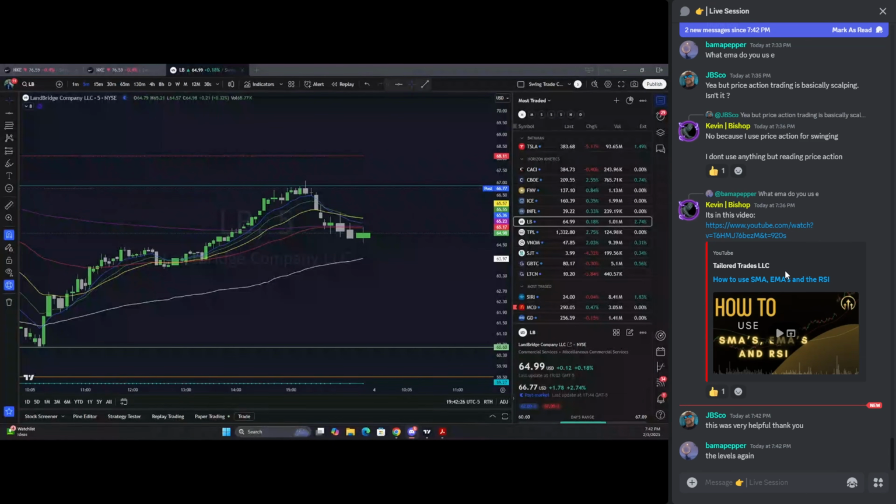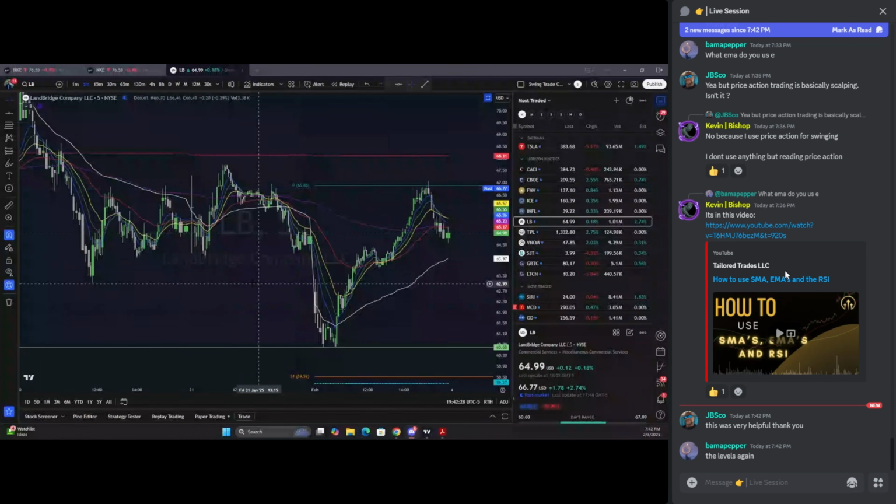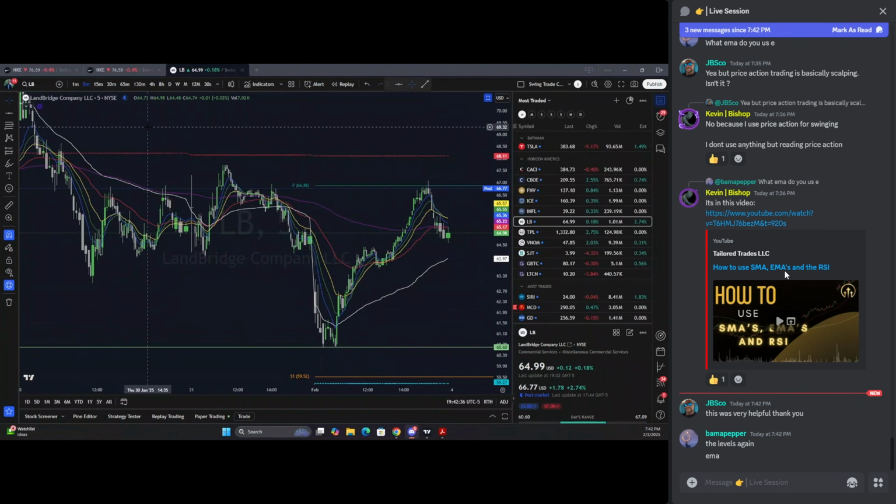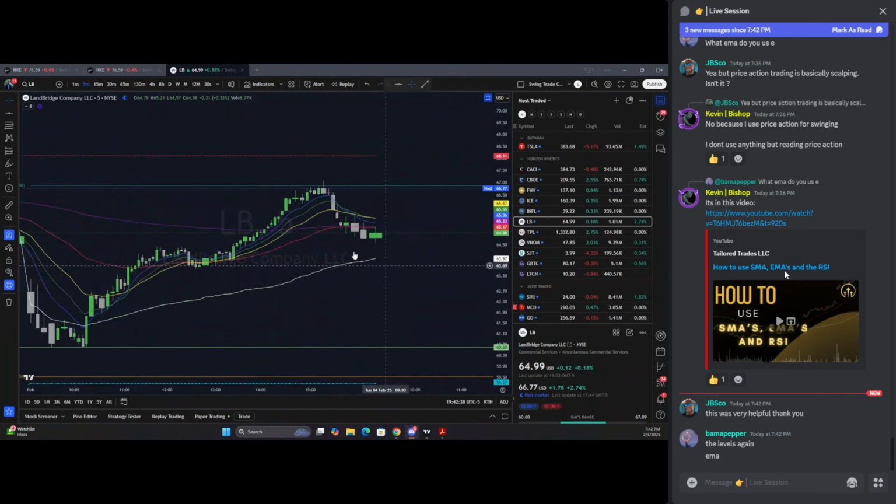The levels again. Can you be a little bit more specific? What do you mean by the levels? You mean the pivot points? How to draw them on? Oh, the EMAs? Sure.